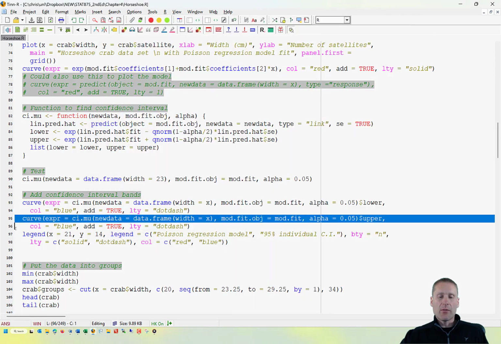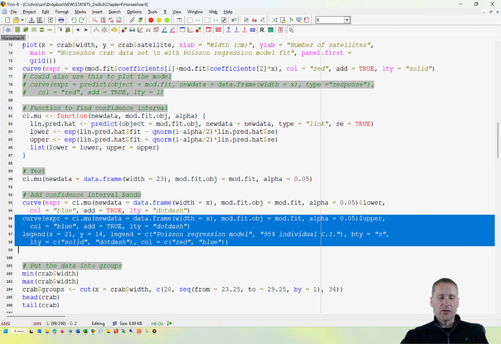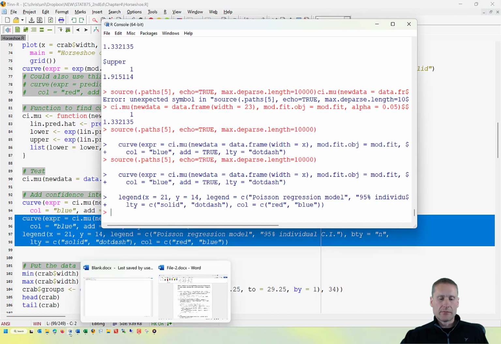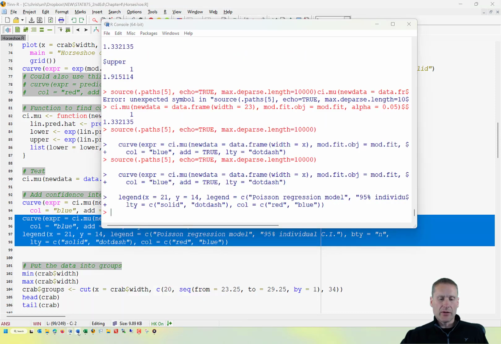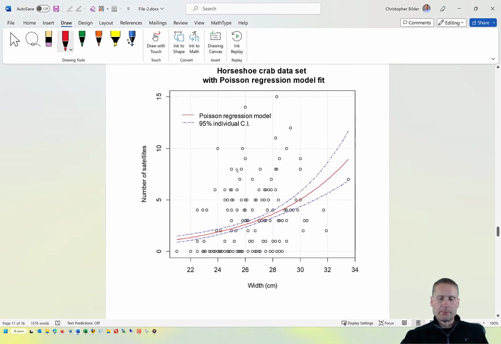I could do the same thing with the upper confidence interval band and then put a nice legend on the plot. And the final plot, let's actually look at it in Word. There we go. So, for example, at, let's say, 23, if I go up to the bottom line and come over, you get the same confidence interval limits that we've seen before for a width of 23.